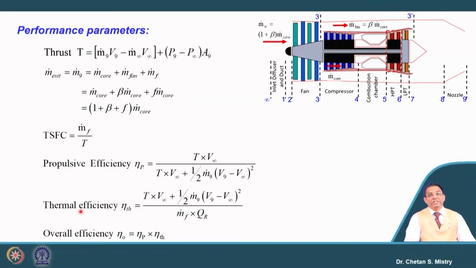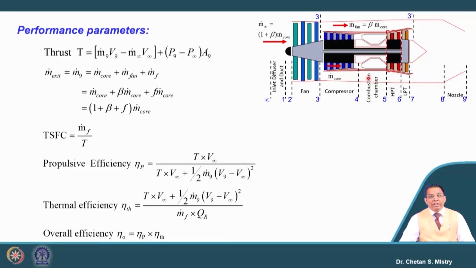Now, this is similar to what we have discussed for our turbojet engine. Just look at the formulation, because we have a single exhaust nozzle. So the thrust will be m exit into V9 minus m infinity into V infinity, plus (P9 minus P infinity) into A9. My exit mass flow rate, we need to be very careful here: m dot core plus m dot f plus m dot b, and we write that as (1 plus beta plus f) into m dot core.